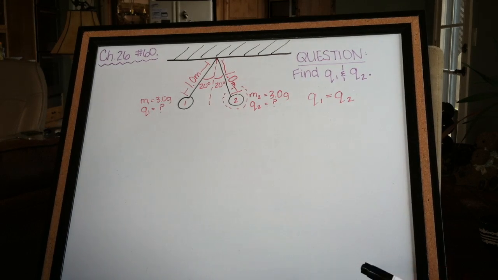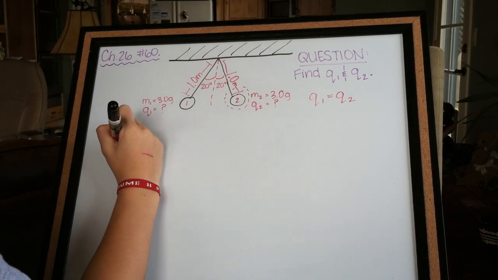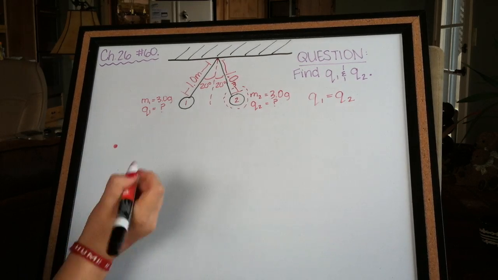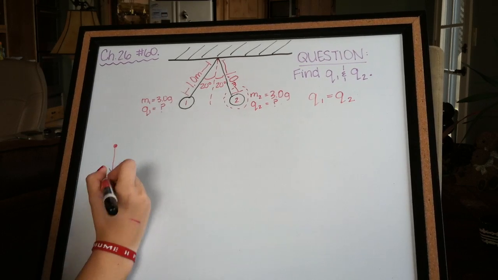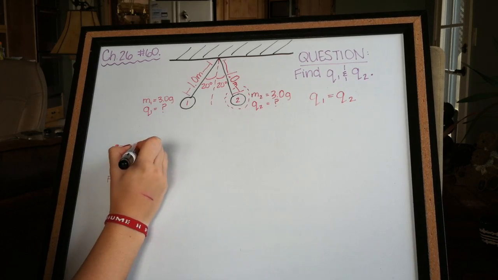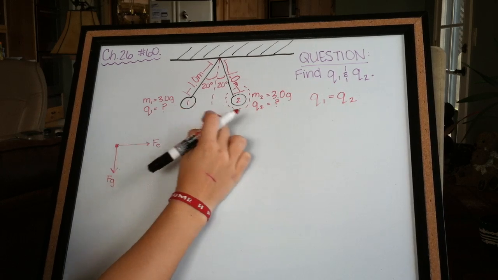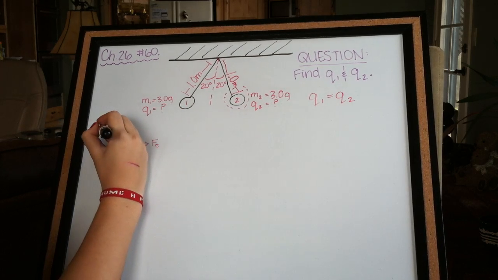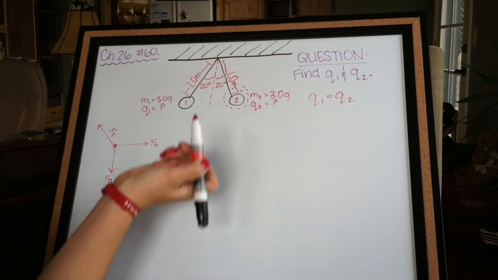After isolating one ball, I'm going to draw a free body diagram for it. So the forces acting on this ball are force gravity in the negative y direction, force Coulomb from the force of 1 acting on 2, and force tension from the rope pulling it up and to the left.